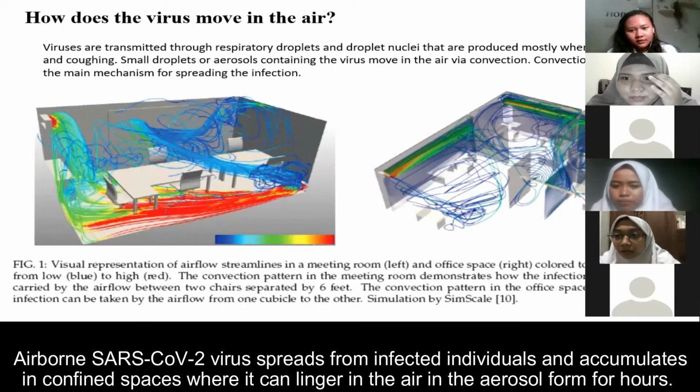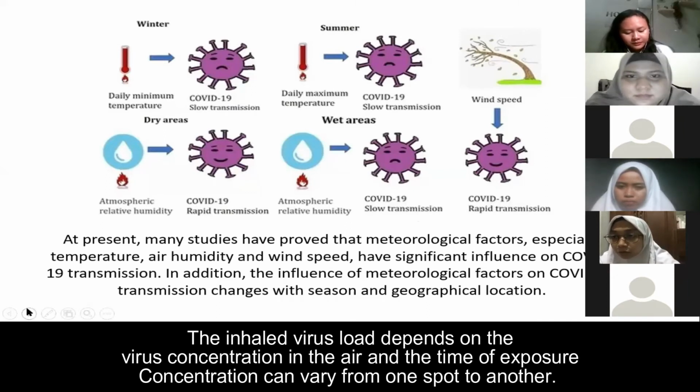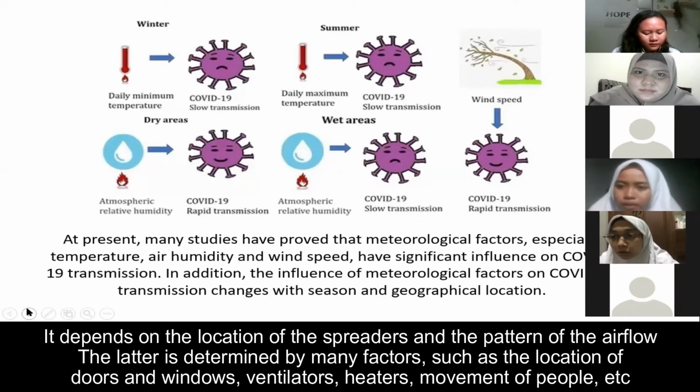Okay, next. Airborne SARS-CoV-2 virus spreads from infected individuals and accumulates in confined space where it can linger in the aerosol form for hours. The inhaled virus load depends on the virus concentration in the air and the time of exposure. Concentration can vary from one spot to another. It depends on the location of the spreaders and the pattern of the airflow.